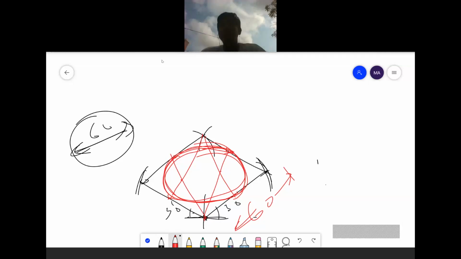Next, we are going to the next topic, that is the solids.